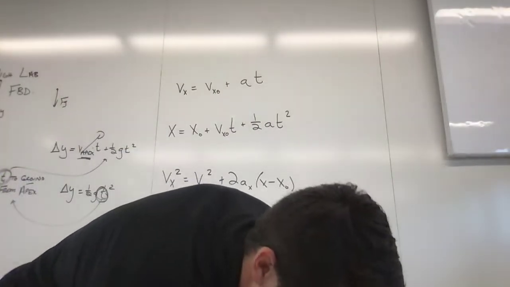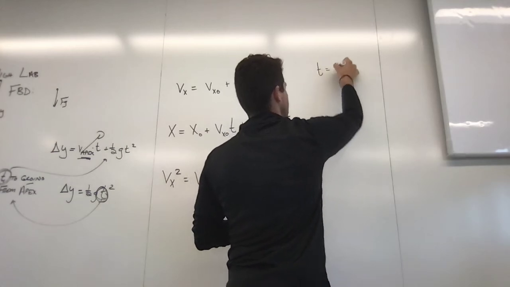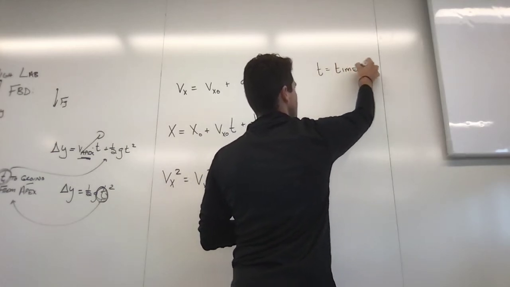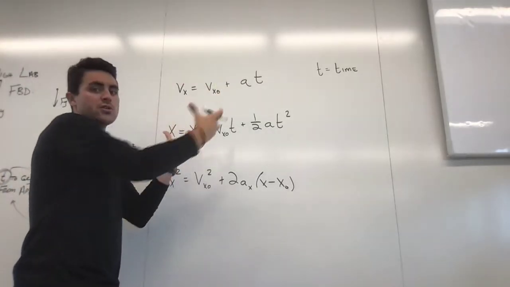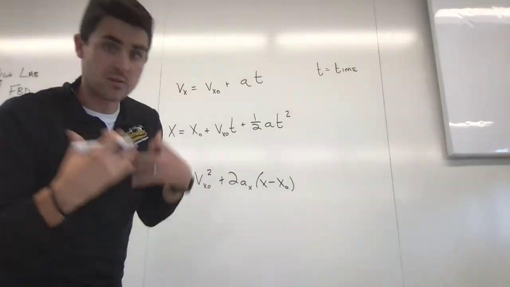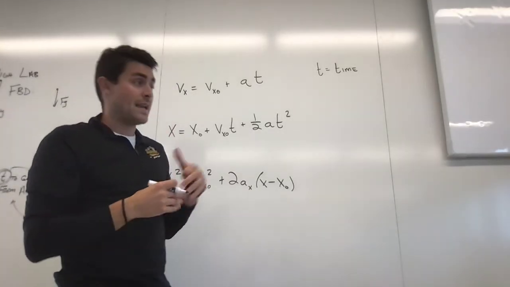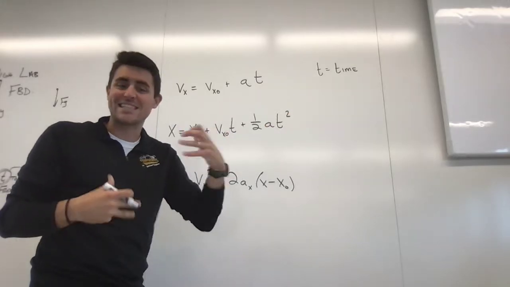Okay, so the very first variable we come across is t. T is time. Time is the amount of time this scenario we're using the equation for, the amount of time this equation is encompassing. So if I'm talking about I start from rest and I accelerate for 5 seconds at a constant rate, that 5 seconds is the time.